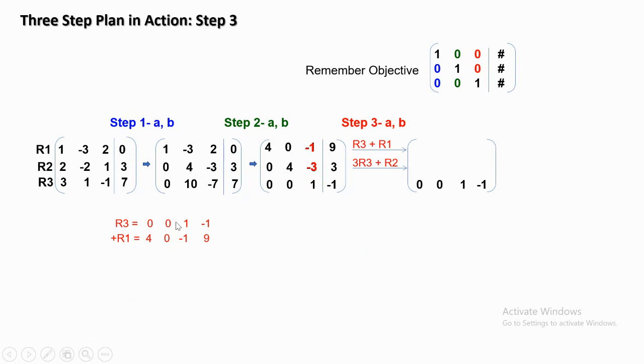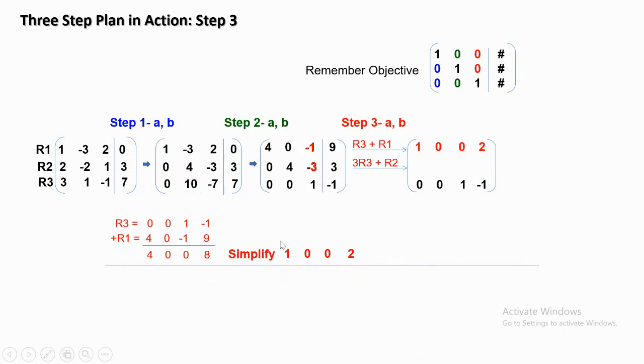And here's my work, row 3 plus row 1. Right, so this is my row 3, 0, 0, 1, negative 1, and my row 1 is 4, 0, negative 1, 9, right? And I got it from here. So after we execute that, it's going to give us 4, 0, 0, 8. And now every term can be divided by 4, so here we're going to simplify. So it's going to give us 1, 0, 0, 2. So that's my new row 1.